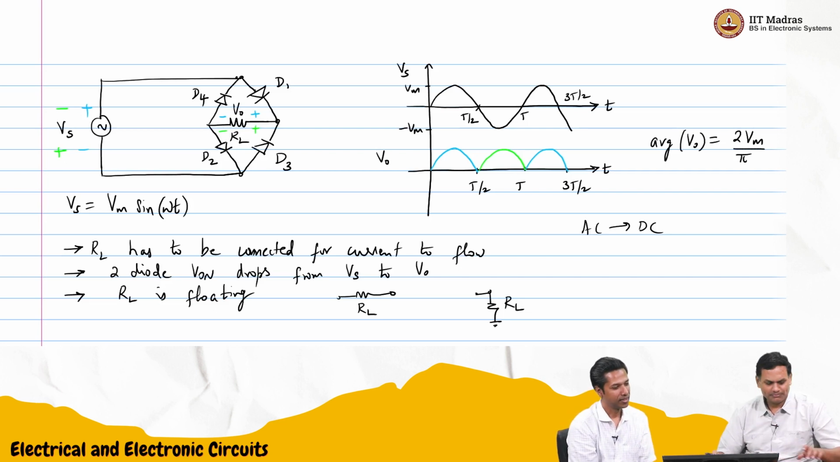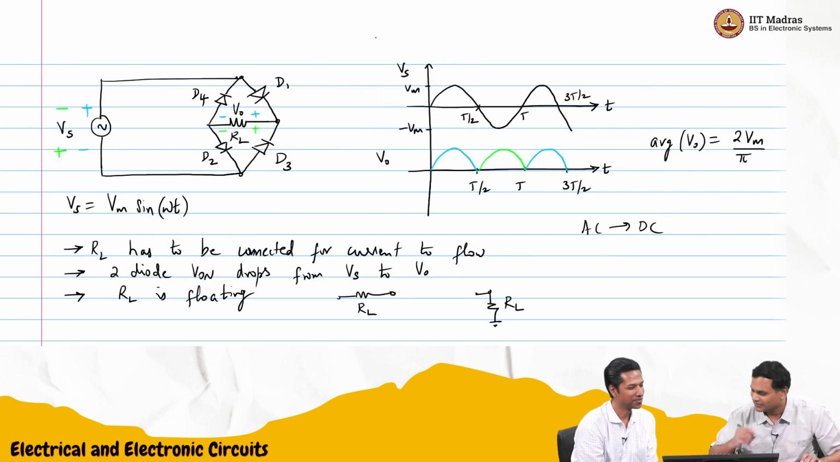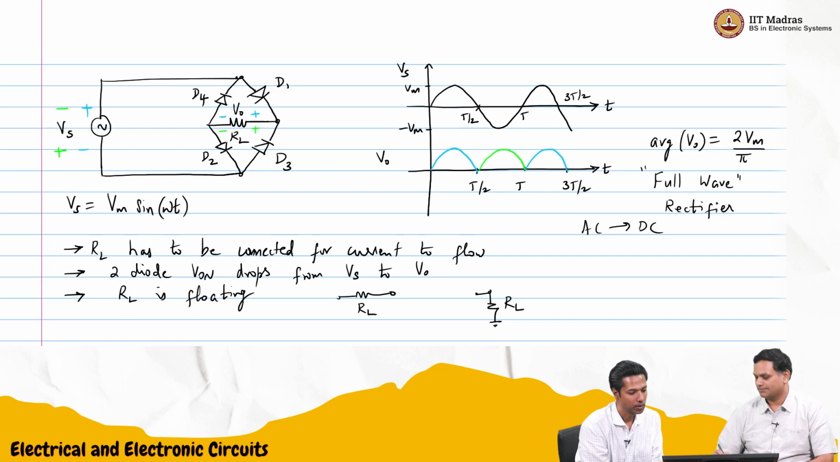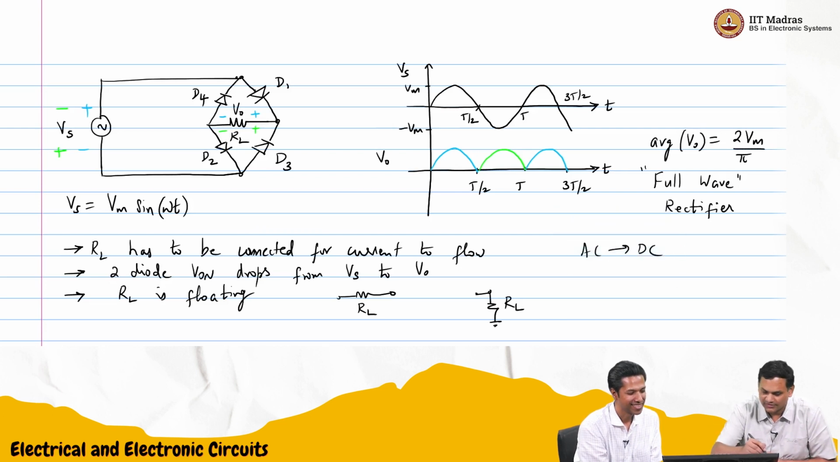Should we name this one? We should name it. So, we'll call this the full wave rectifier. Full wave rectifier. So, you want to do AC to DC. So we want to smoothen these bumps. Okay.